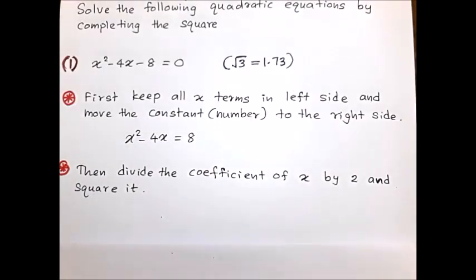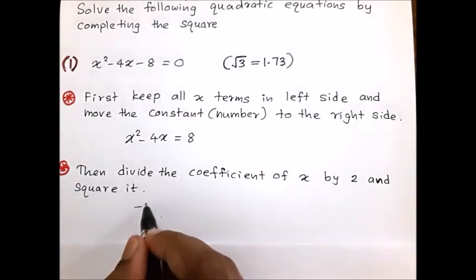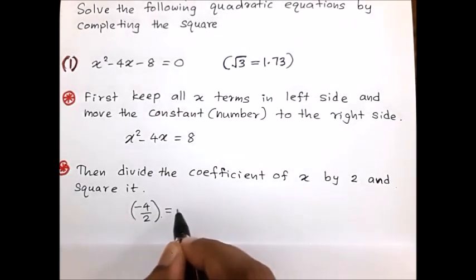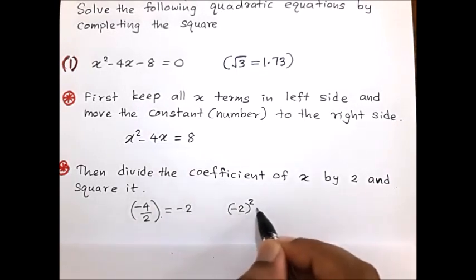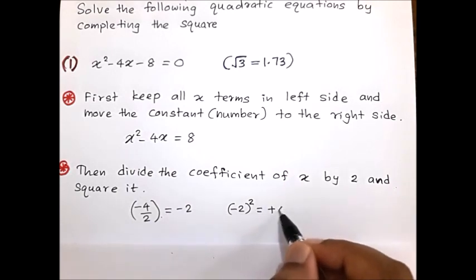Then divide the coefficient of x by 2 and square it. Here coefficient of x is minus 4. First you have to divide it by 2. Minus 4 divided by 2, it is minus 2. Then you have to square it. Minus 2 to the power 2. It means minus 2 multiplied by minus 2, it is plus 4.